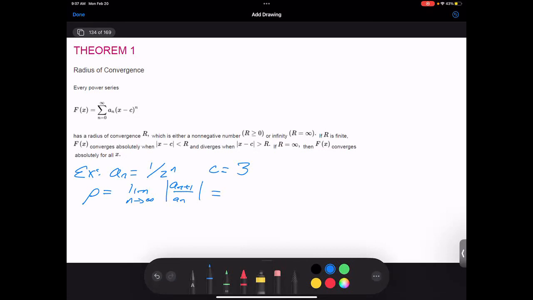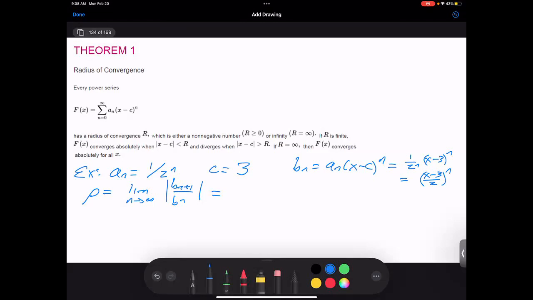Although here, let me change this a little bit. I'm going to call this b_n. And here, b_n is going to be a_n times (x minus c) to the n, which would be 1 over 2 to the n times (x minus 3) to the n. How could I write that? I could write that if I wanted to as (x minus 3 over 2) all to the nth power. And just do a little bit of algebra and put it all together.